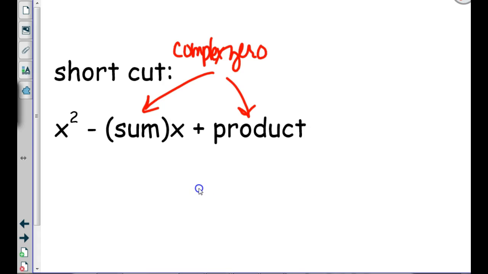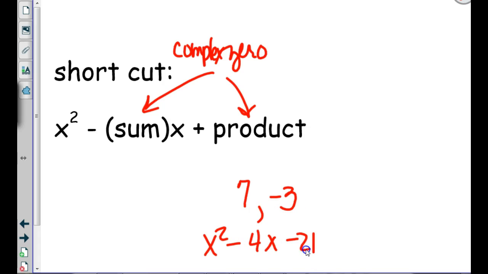By the way, does that work all the time? What if I had a 7 and a negative 3? What's the sum of those? The sum is 4. Opposite of the 4. And what's the product? Is that true? Those factors multiply to make this? It's always true, yep. It's always true, whether they're complex zeros or not.